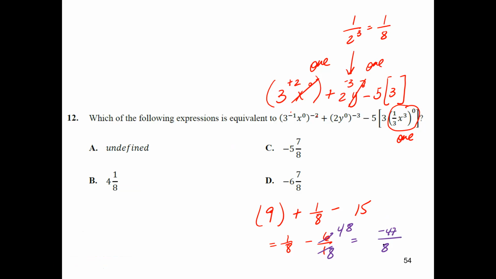So which one here shows me that's going to be a negative 47 over 8? Well, let's see. Negative 5 times 8 is 40. Negative 40 plus 7 is going to be a negative 33 over 8. That's not it. So let's try this one. Negative 6 times 8 is a negative 48. Plus 7 is a negative 41 over 8.